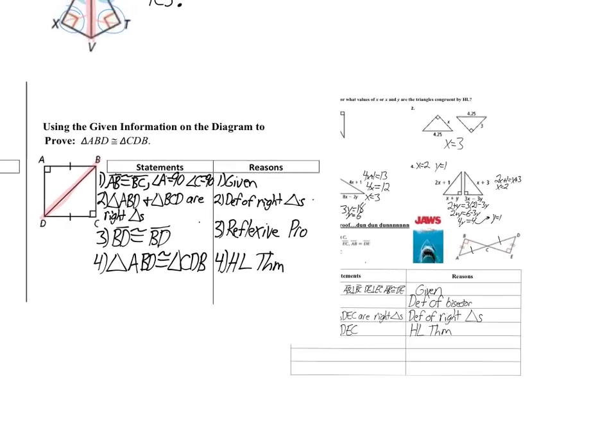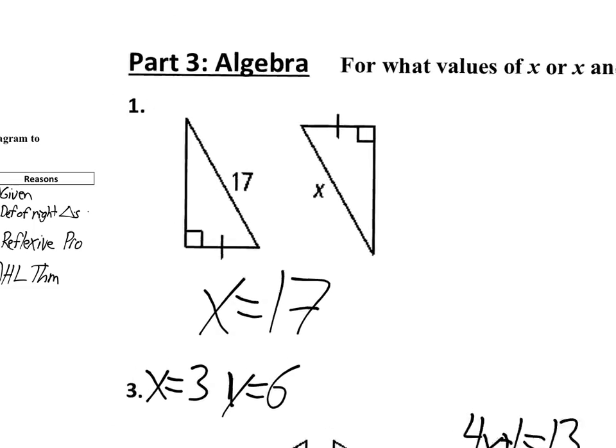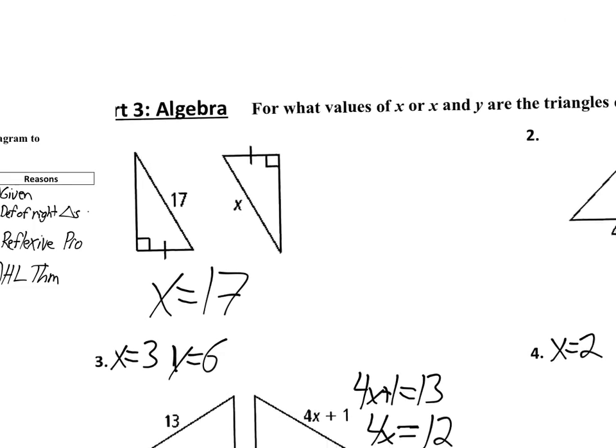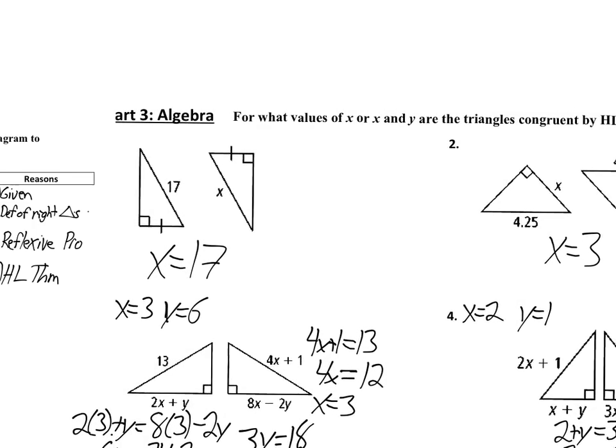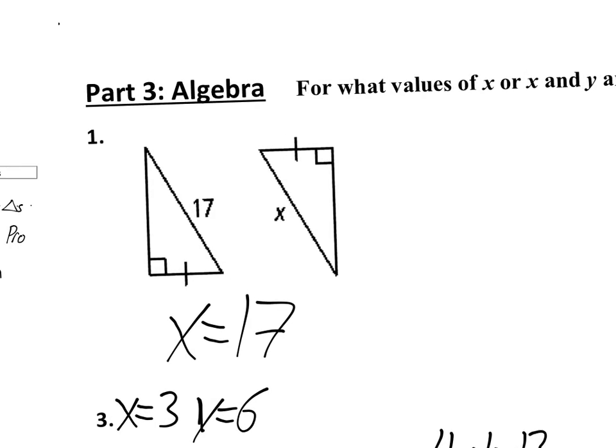Okay, let's go ahead and move on to something else real quick. I want to look at the second page. For what values of x or x and y are the triangles congruent by HL? I know my legs are congruent and I want my hypotenuses to be congruent. Well, the first hypotenuse is 17, so that means the other one has to be 17. So that one took no math at all. We're just saying x equals 17.